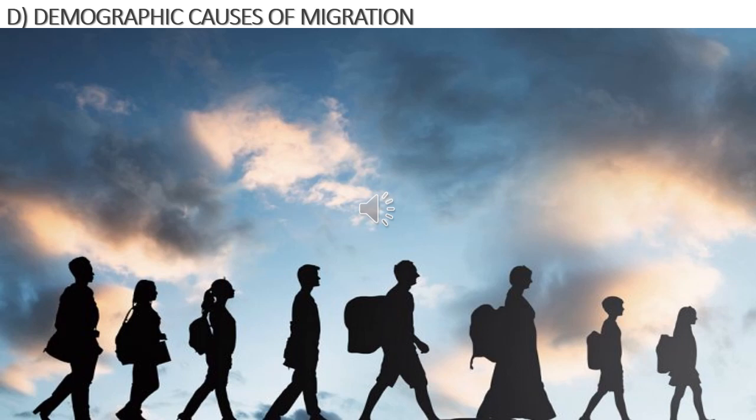Generally, overpopulation is considered a push factor and underpopulation a pull factor in the context of migration. If there is more population, overpopulation, it pushes people to move out from that place. If there is less population but more employment opportunities and various other factors that pull people, it acts as a pull factor. These are the demographic causes of migration.